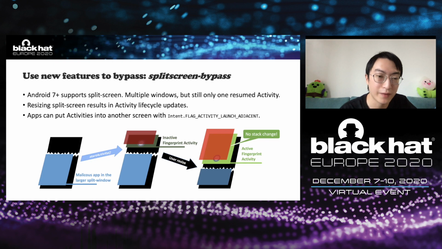Here, the diagram shows how this attack will work. First, as usual, we have the malicious app running in one of the split screen windows. Then this app can put the fingerprint activity and the covering activity into the adjacent window by setting some flags. Because the victim sees that something is happening in a smaller window, he may want to enlarge it to see what happened. When he does the resize, the activities in that window become active again, which results in the resume event being triggered. That means the fingerprint listener will start listening. However, the stack has never been changed here, so this can again bypass the mitigation.